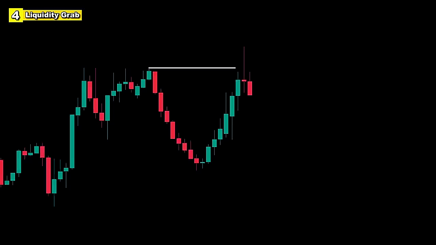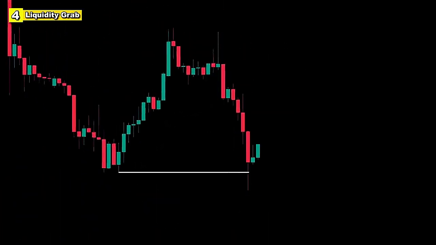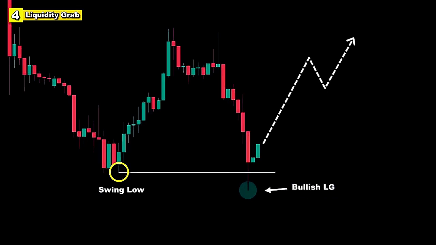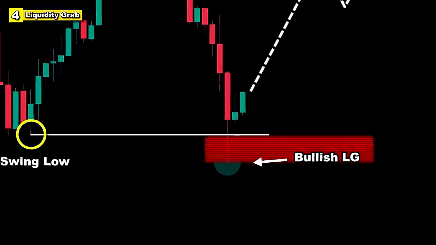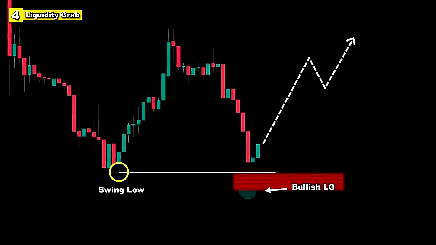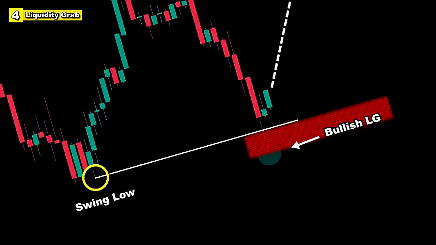Finally, we have liquidity grabs, which are essentially for timing our entries. When price briefly extends above a previous swing high, we recognize this as a bearish liquidity grab, suggesting potential downward movement. Likewise, when price temporarily extends below a previous swing low, we identify this as a bullish liquidity grab, indicating possible upward movement. As we said before, liquidity grabs reveal areas where markets clear stop losses before reversing direction. These patterns provide excellent entry opportunities, particularly when combined with our other concepts.